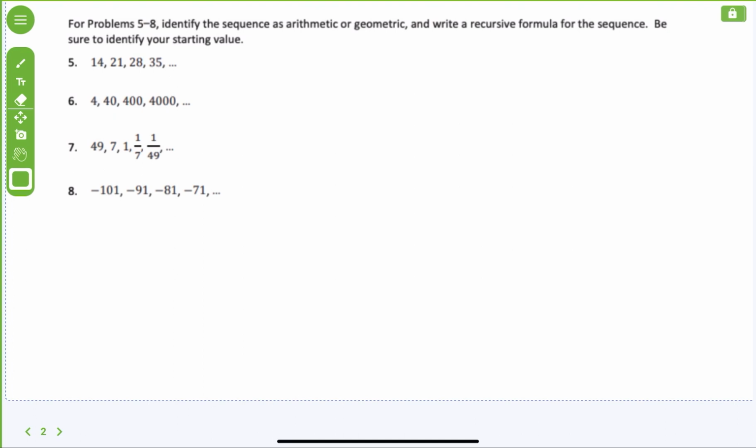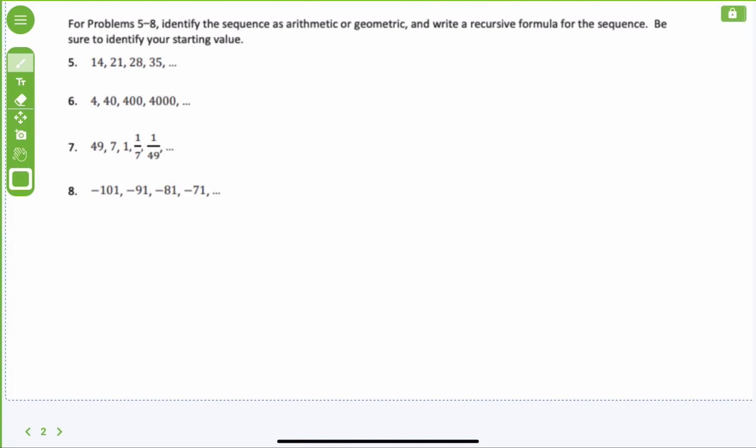For problems 5 through 8, now we're looking at the sequence, and we're coming up with whether it is arithmetic or geometric, and we're writing the recursive formula. There's a couple of different ways that we have talked about the recursive. We've used the function notation, f of n, and we've used a of n. Does it matter? No. It's just how you're talking about it.